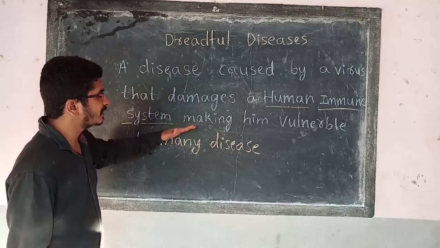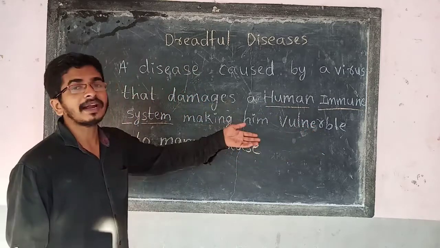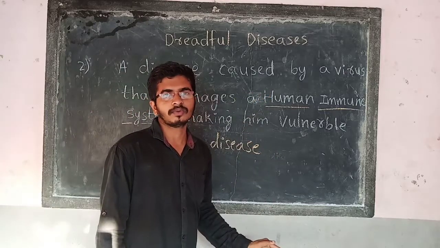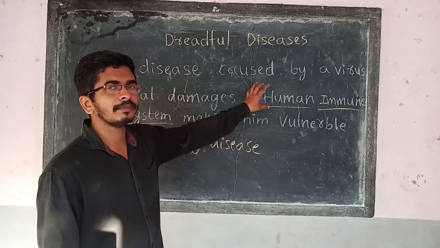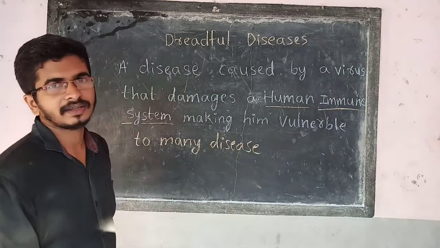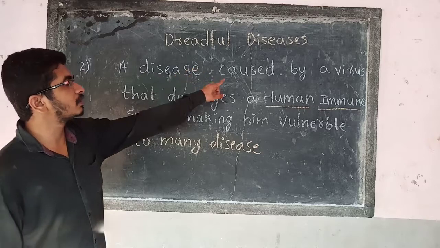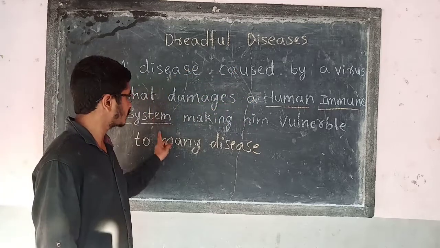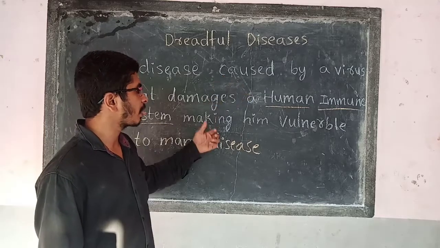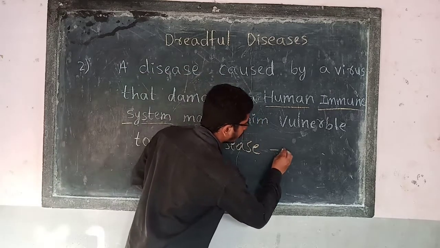Then what will happen is, it makes him vulnerable. Vulnerable means there is a chance for other bacteria to easily attack this person because his immune system is very low. When the human immune system is very low, many diseases and bacteria can attack him easily. So repeat: a disease caused by a virus that damages the human immune system, making him vulnerable to many diseases. So if a person gets this disease, there is a chance to get many diseases, and the disease name is HIV.